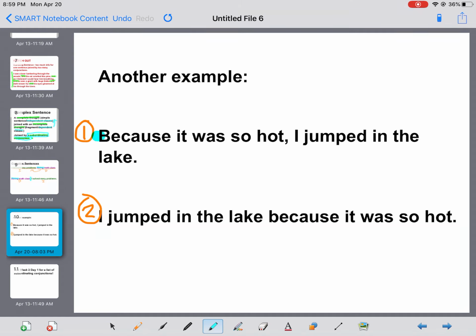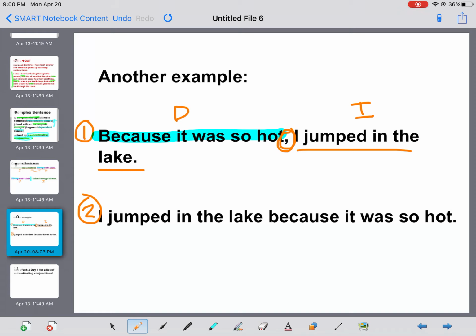So for sentence number 1, because it was so hot. If you just read that first part of the sentence by itself, you understand that there's some missing information. Because it was so hot cannot stand alone. You're wondering what's going to happen because it was so hot. So the first one would be a dependent clause first. Another clue that you may have seen was that the comma was right there. So that's a big clue that the dependent clause is coming first. And I jumped in the lake. That's a complete thought. It is an independent clause. So it could stand alone. The dependent clause cannot stand alone.